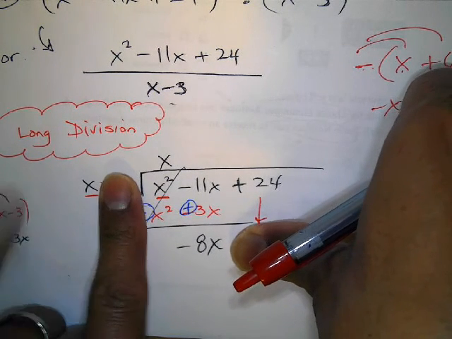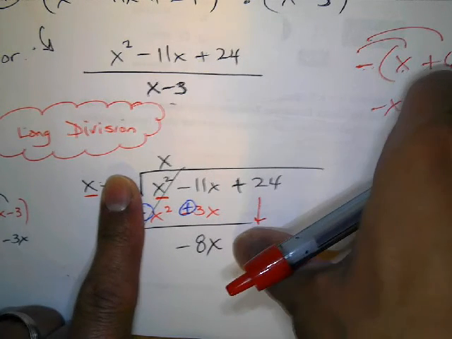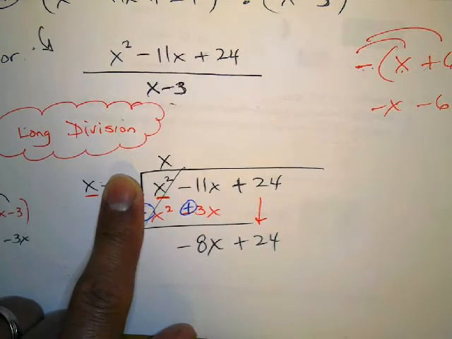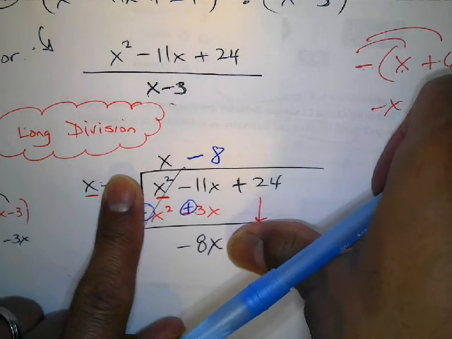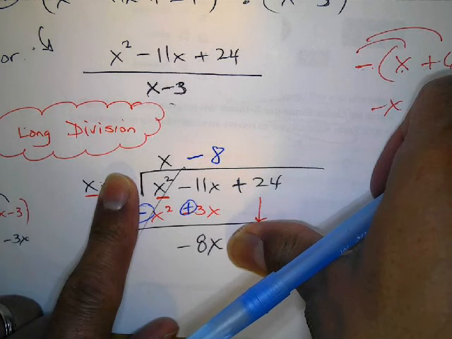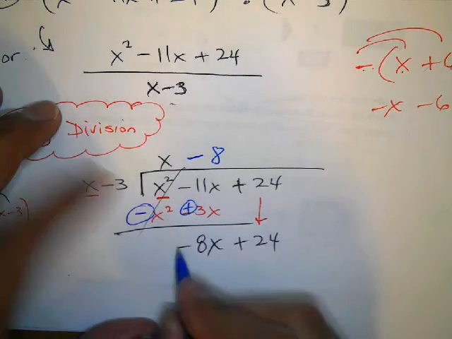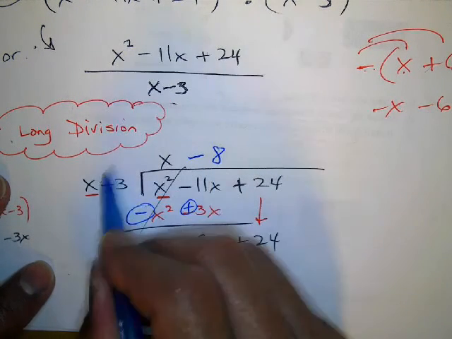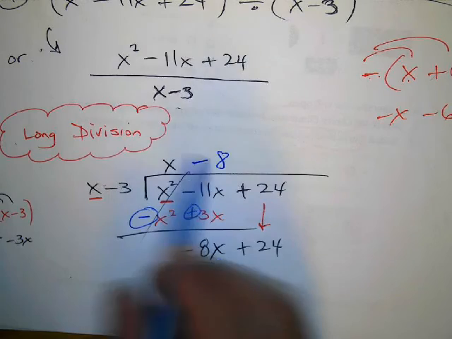We're going to start the process again. How do you do it when it's like this? Again, you only look at the first one here, and again, only the first one here. What do I need to multiply to this x to get a negative 8x? Well, that would be a negative 8. Negative 8, and that's it, right? Negative 8 times x is what? Negative 8x.